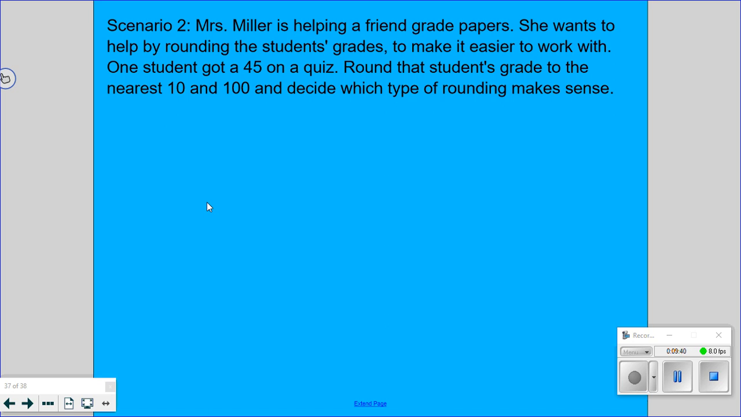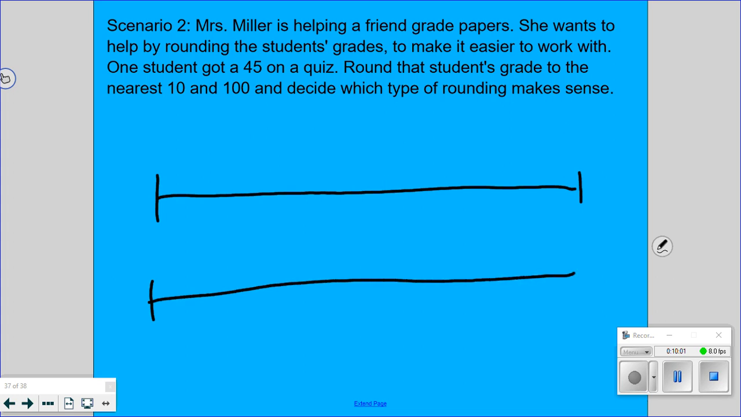All right, so our second question says that Miss Miller's helping a friend grade papers. She wants to help by rounding students' grades to make it easier to work with. One student got a 45 on a quiz. Round that student's grade to the nearest 10 and 100. Decide what type of rounding makes sense. You should have had 2 number lines, yes? Yes. Perfect. Let's start with the nearest 10.